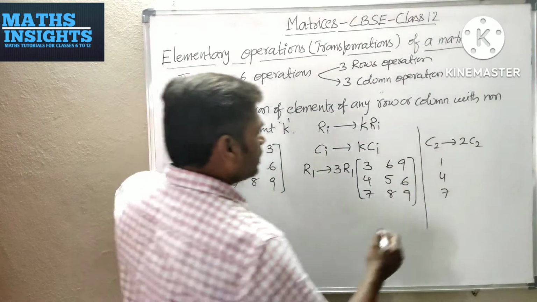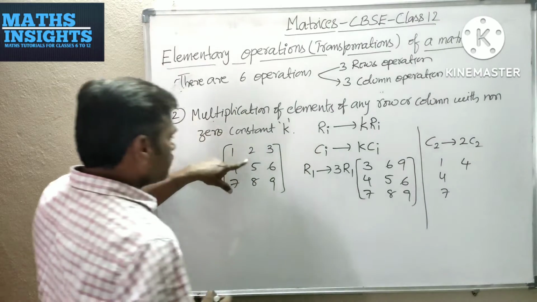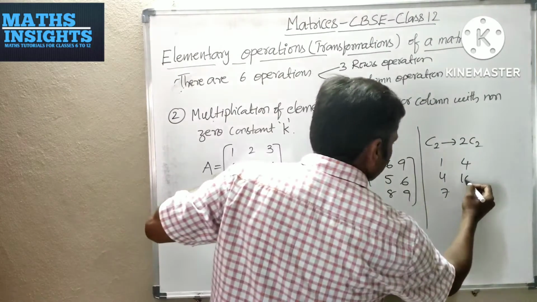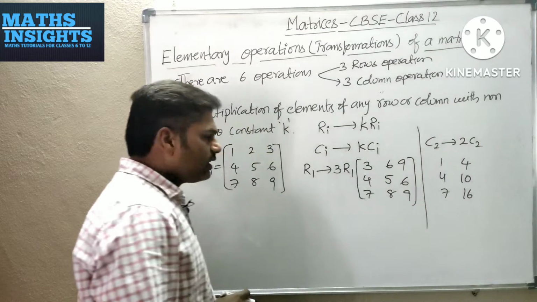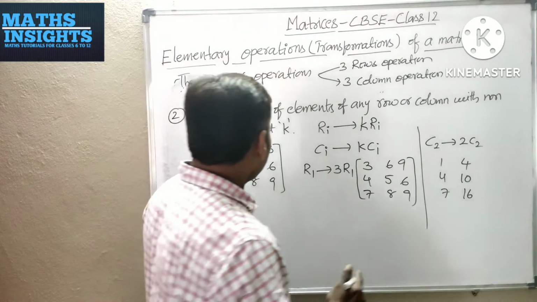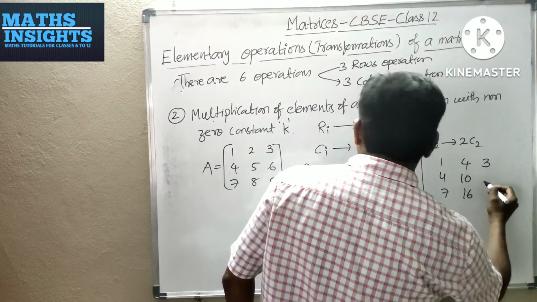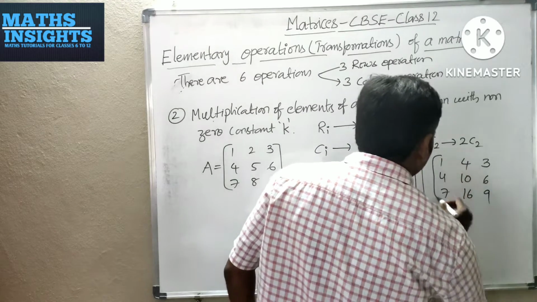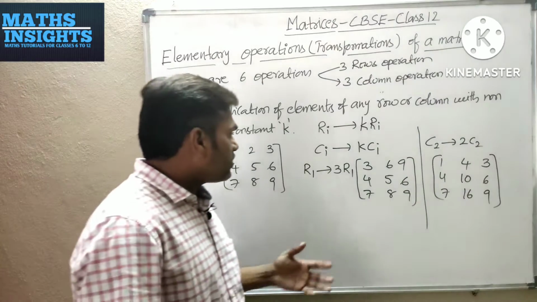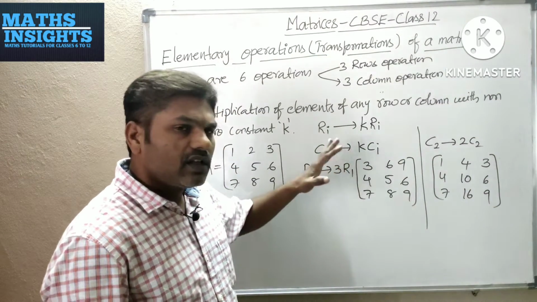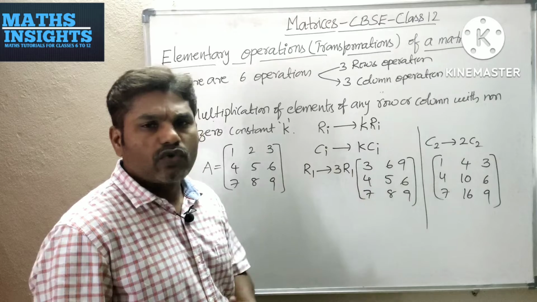2 2s are 4, 2 5s are 10 and 2 8s are 16. And you are not altering the elements of column 3, so writing as it is. So 3 6 9. This is the transformation. This is the second transformation. You may do this in either columns or rows also.